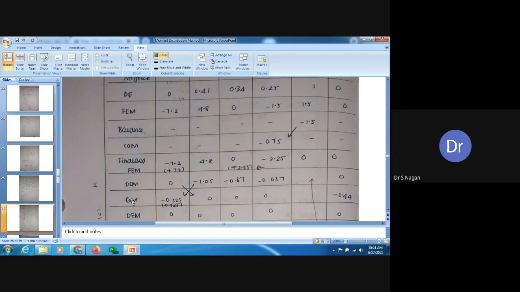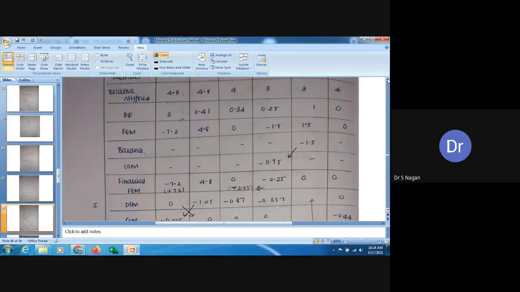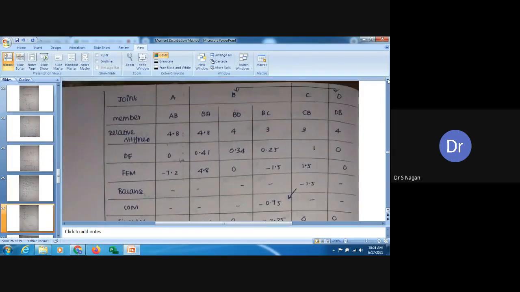Then carryover moment. We need to draw this line carefully. So carried over from here to here, half, from here to here, half. Similarly, this minus 0.87, half of this needs to be carried over to this end. That's where we get this. Here, that arrow we have initially put in at the top. It needs to be carried over from B to D and D to B. So this we should not forget while doing carryover.